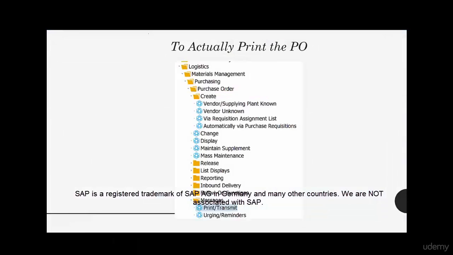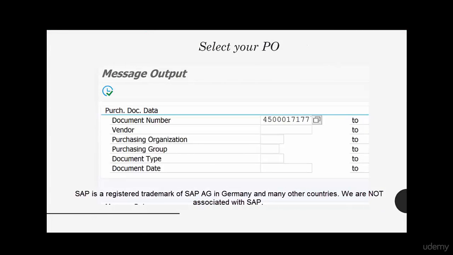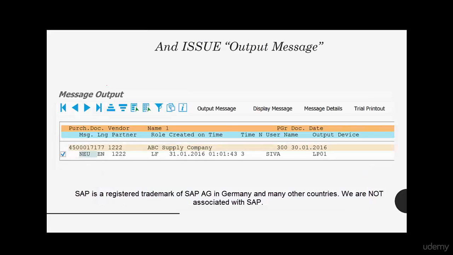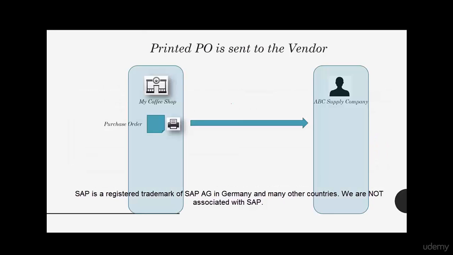All right, so that's how you print the PO, right? You select your purchase order number, one or more, and then hit the execute button. And if there are more in the list, you select whatever you want to print and click on the output message, right? So we have printed a PO and then maybe dispatched that to the vendor via mail or FedEx or some kind of thing.